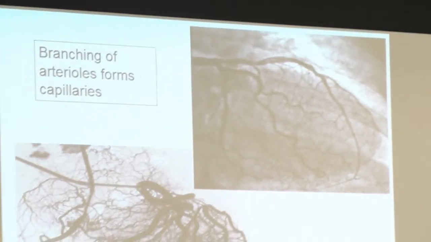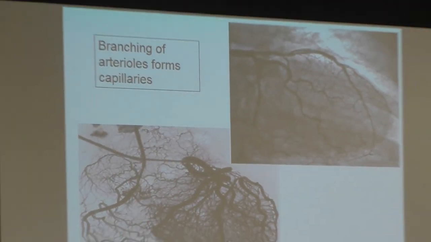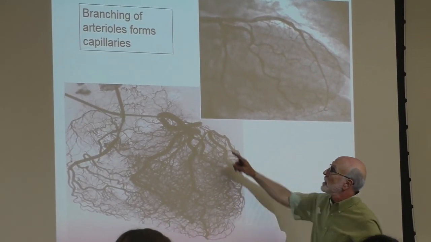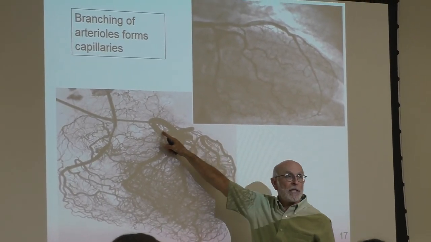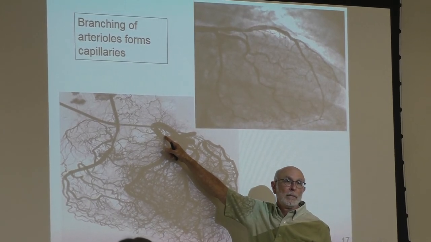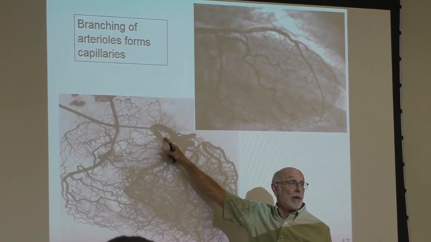So here's a couple of slides that show, remember I mentioned that arteries are connected to arterioles and there's intense branching. Well, here's a slide that shows the intense branching of the coronary circulation. So this is the heart. This is a major blood vessel that comes off the aorta, it's one of the coronary arteries.